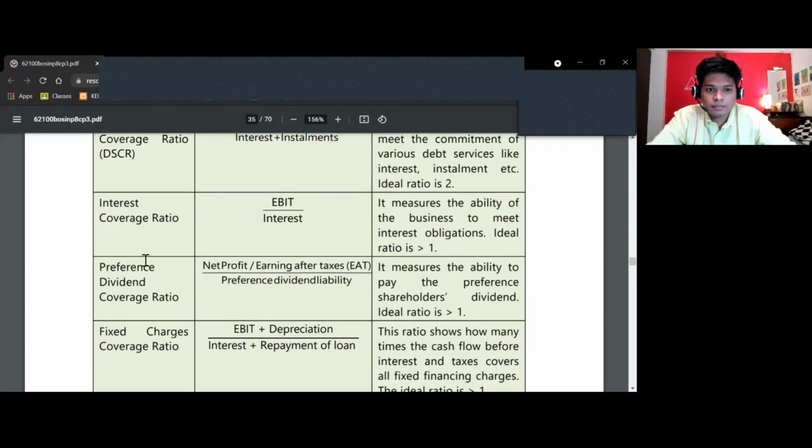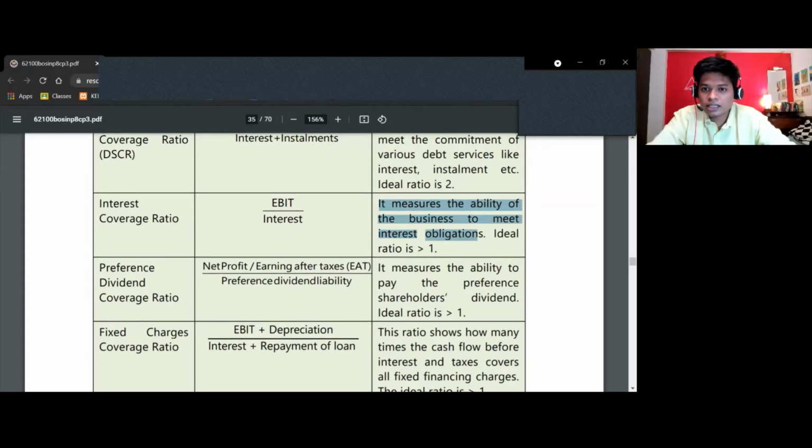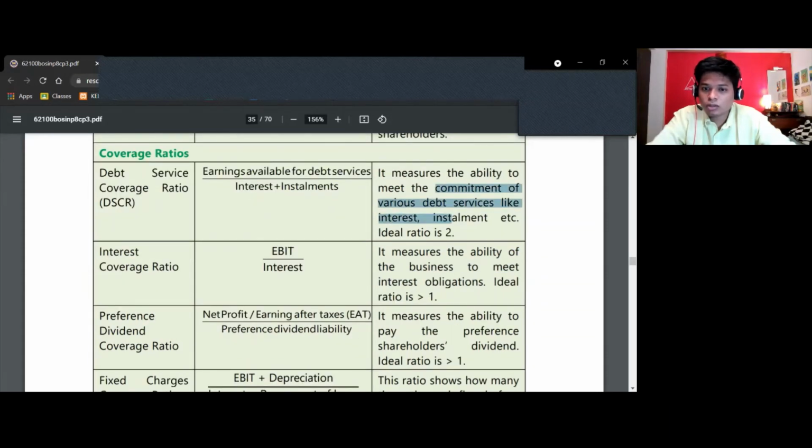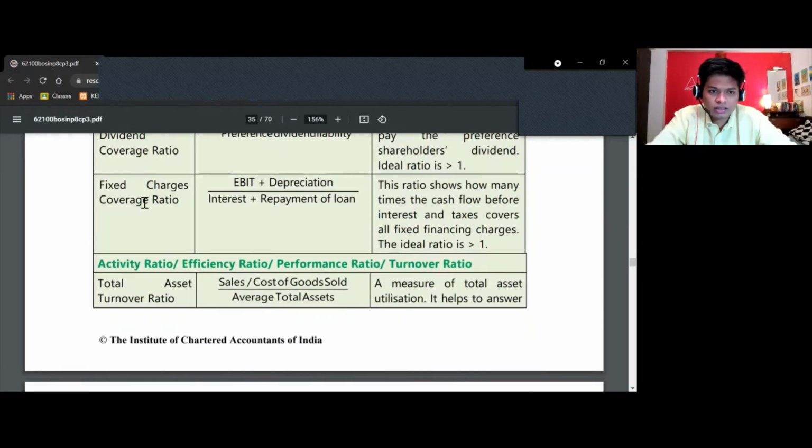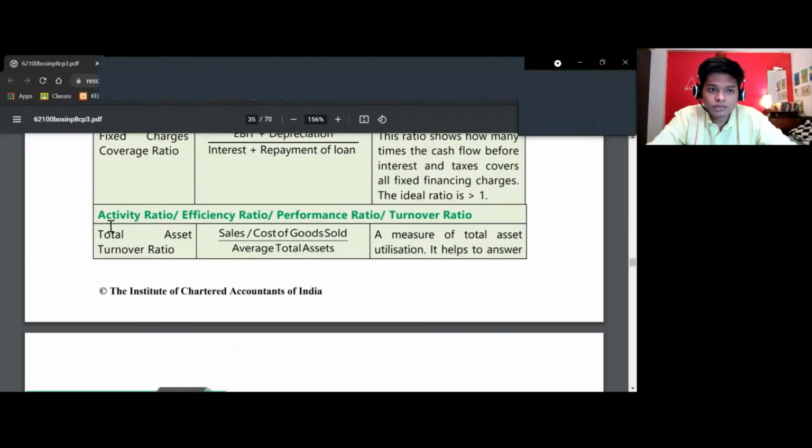So it measures the ability of the business to meet its interest obligations. Here it gives the commitment to debt service, like interest and installments. This only covers the interest portion. Preference dividend, you don't need to study this part. Fixed charges not required.